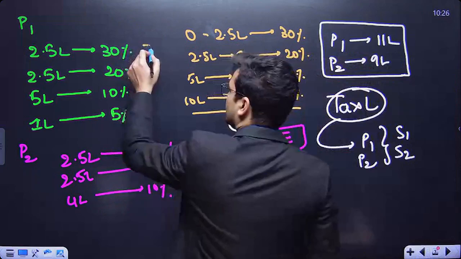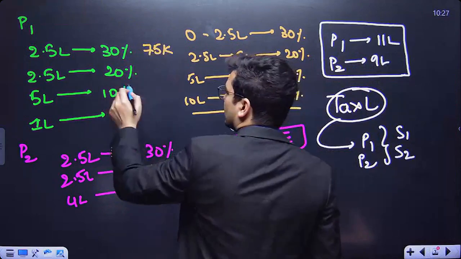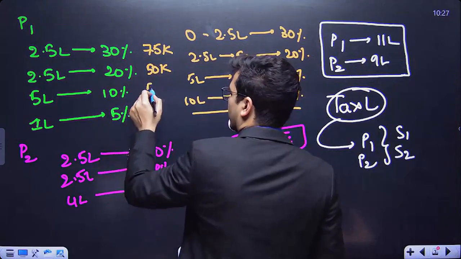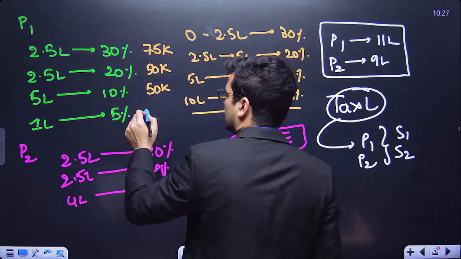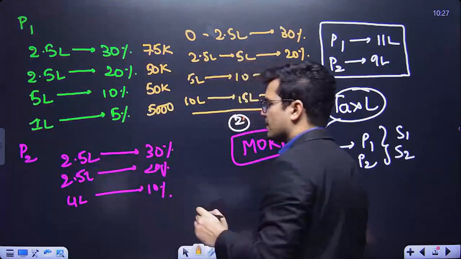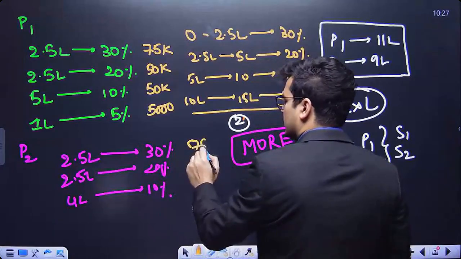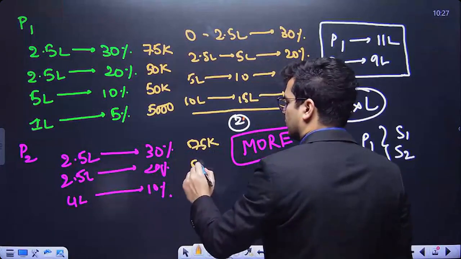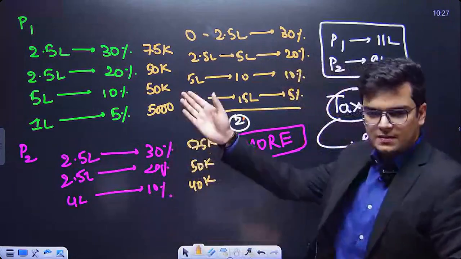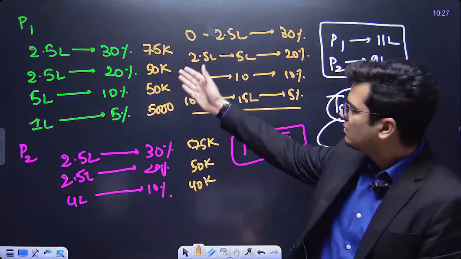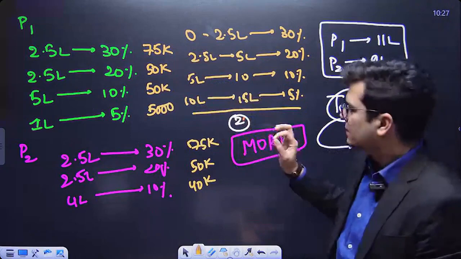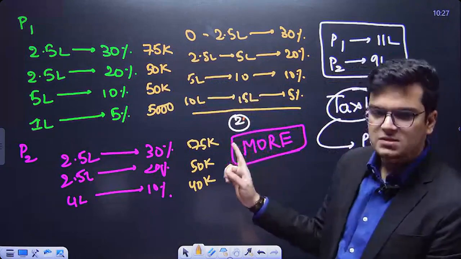यहां पर दिस इज 75,000, दिस इज 50,000, दिस इज अगेन 50,000, दिस इज 5,000. This is 75,000, this is 50,000, this is 40,000. Obviously person 1 is paying more ना, person 1 is paying more, है ना. अब किसी को डाउट नहीं होना चाहिए. But person 1 is paying more.